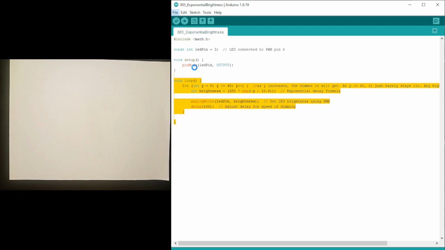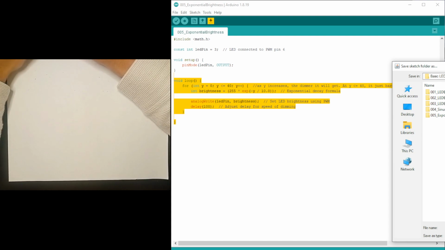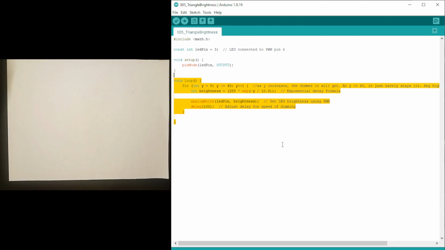Nope, save as. So today we're going to work on triangle brightness. And I have just the idea for what I want to do, and I will draw it.